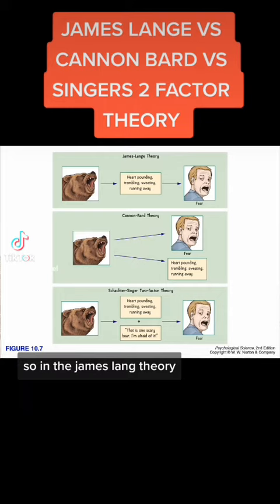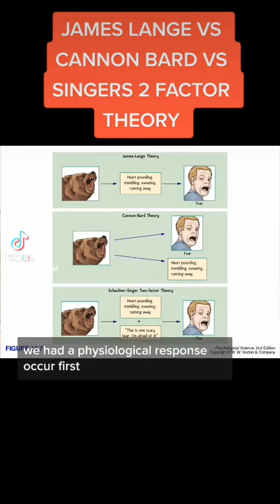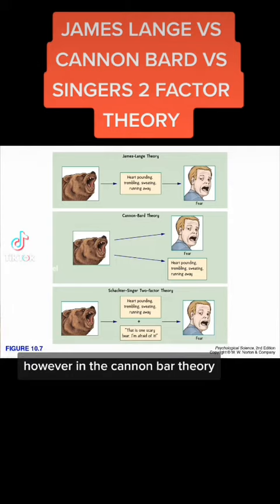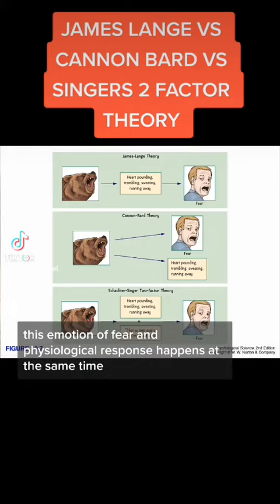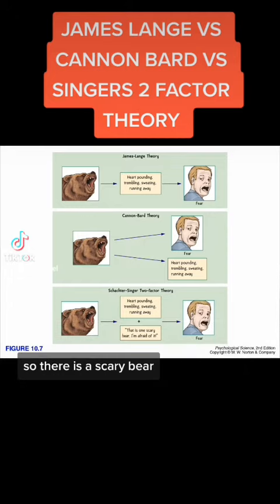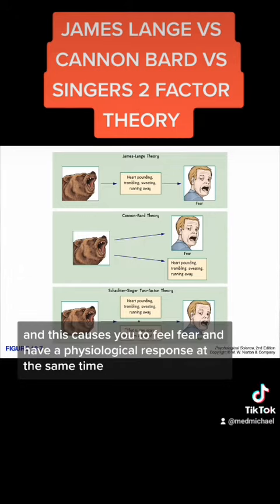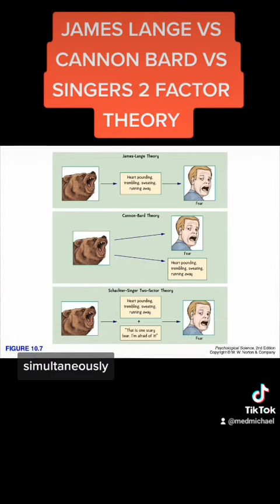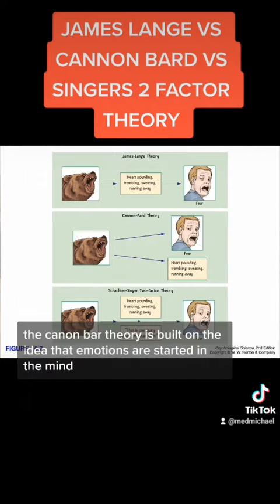So in the James-Lange theory, we had a physiological response occur first as a result of a scary bear or a scary stimulus. And then this caused us to feel this emotion of fear. However, in the Cannon-Bard theory, this emotion of fear and physiological response happens at the same time. So there is a scary bear, and this causes you to feel fear and have a physiological response at the same time, simultaneously. The Cannon-Bard theory is built on the idea that emotions are started in the mind and not in the body.